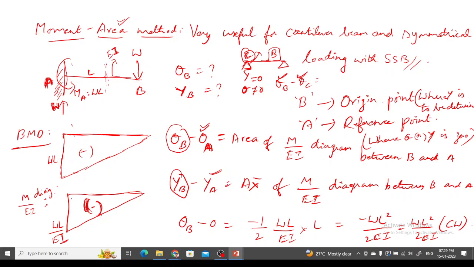So can you find out, see, this is point B and this is point A. You have taken point B as the origin, right? So any centroid you have to calculate from this point B. The distance of the centroid should be calculated from this point B. X bar should be in this direction. So what will be X bar here? 2L by 3. Yes.